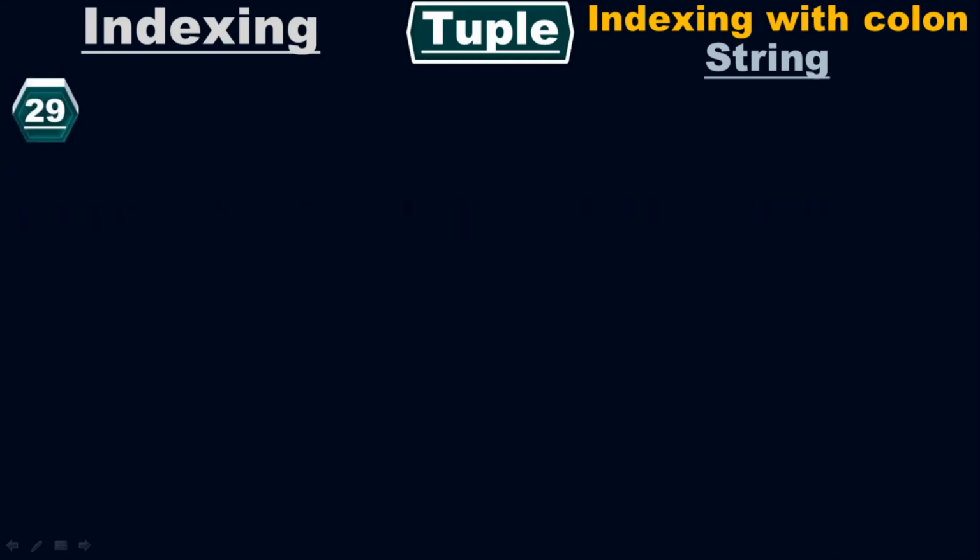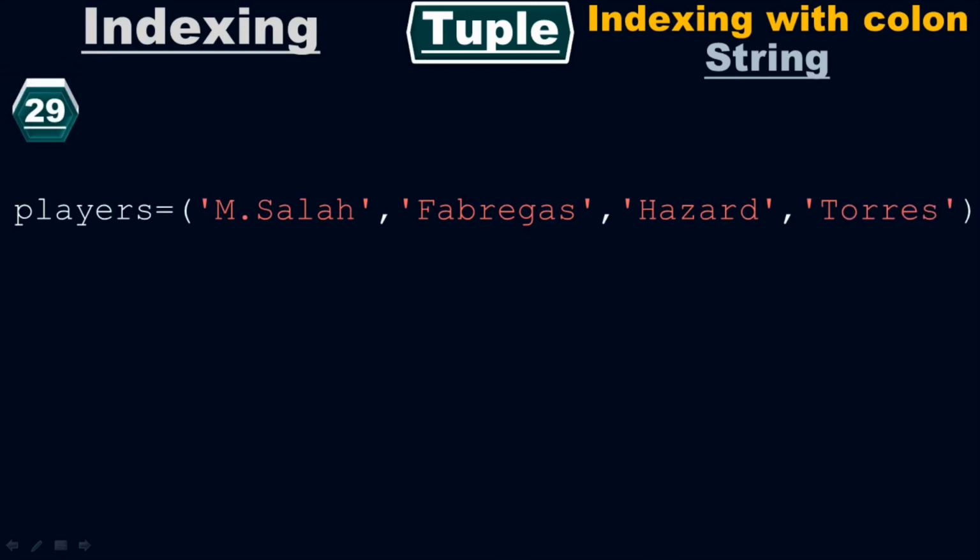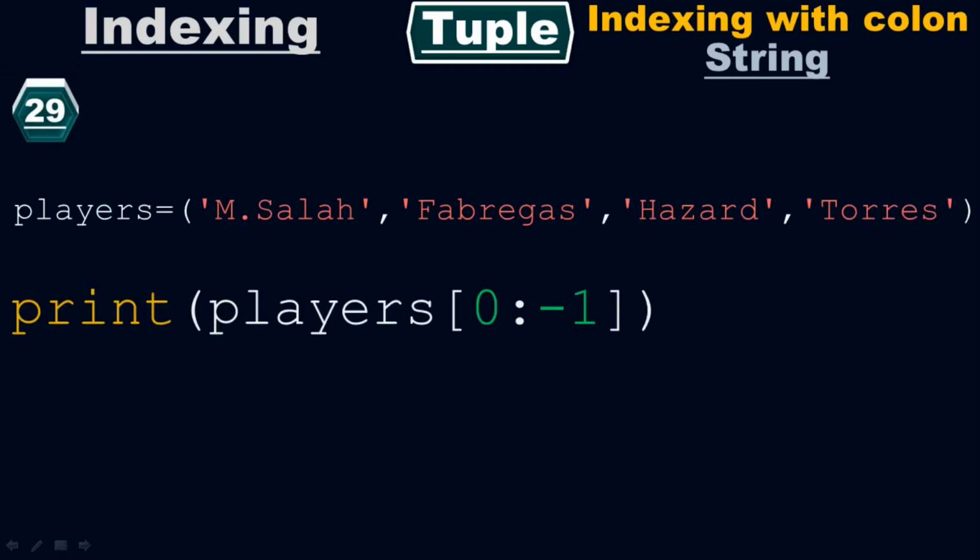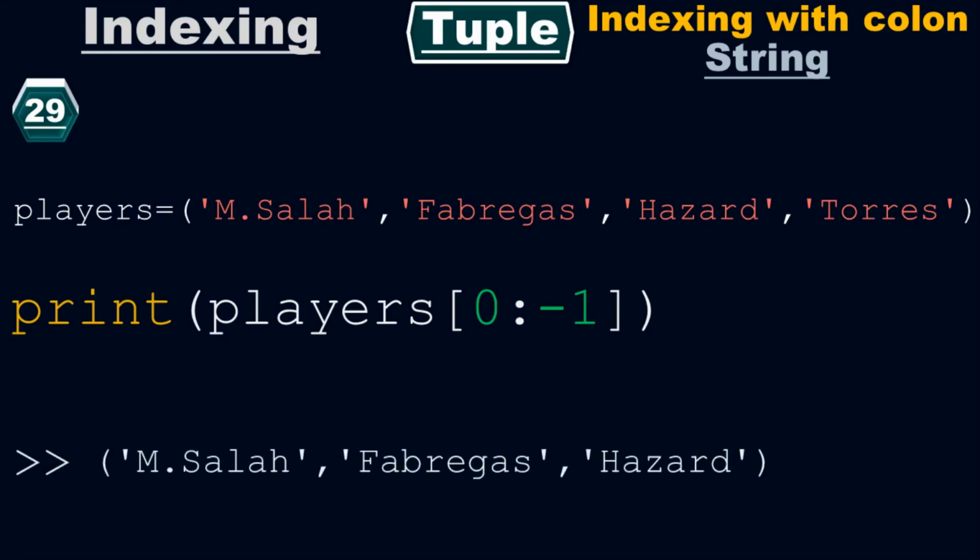Example number 29. Let me take again the same tuple, but this time I'm going to take print of players[0:-1], which will return Mohamed Salah, Fabregas, Hazard. Look, my value on the left side is index 0, so it will start from index 0. At index 0 we have Mohamed Salah, up to -1. At -1 we have Torres, but make sure Torres is not included.